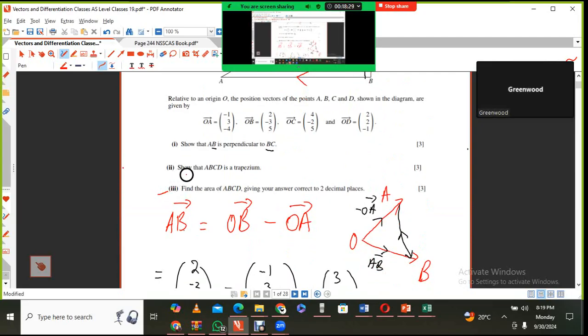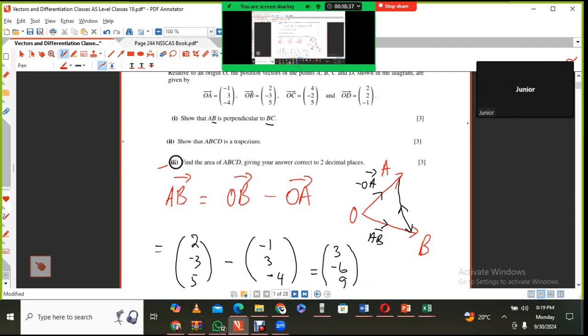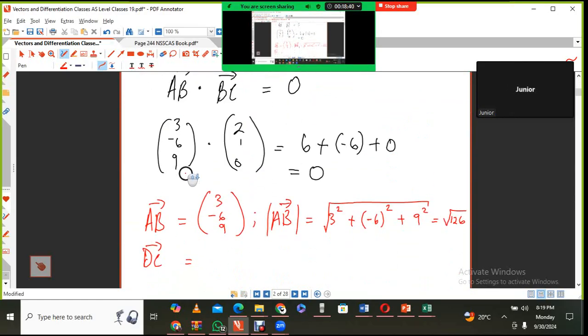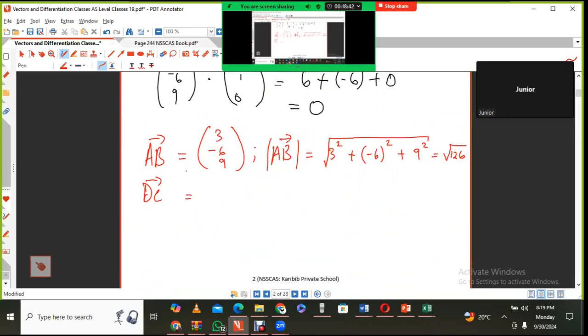Yes, we have to show that it's a trapezium. In fact, can I come back to that showing? Okay, because I already started with part 3. I'll come back to showing. So this is part 3. I'll come back to showing that it's a trapezium.